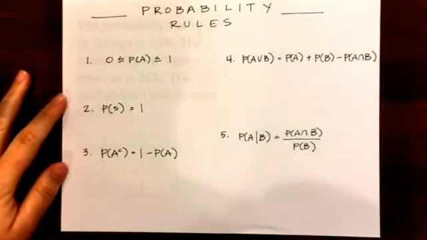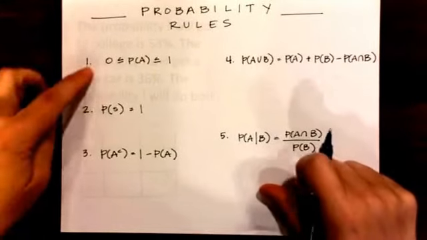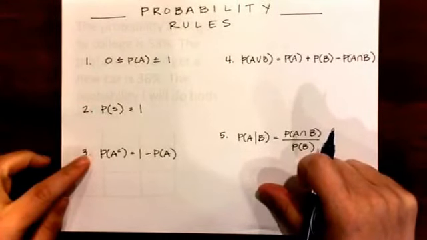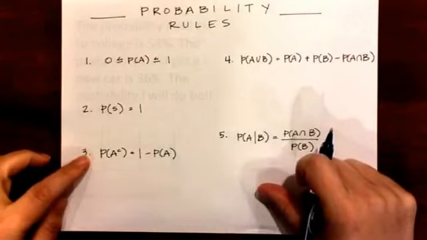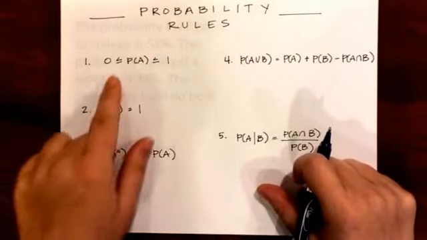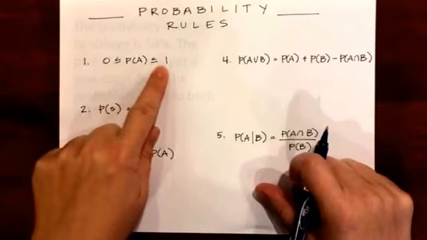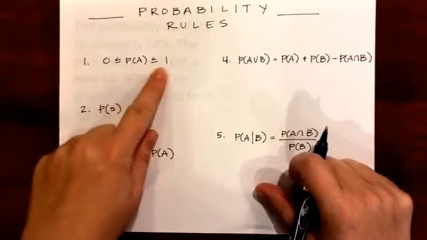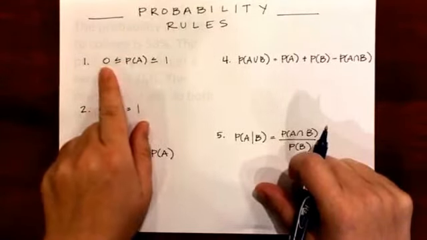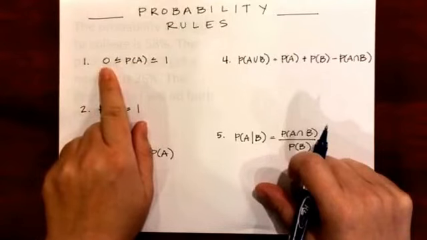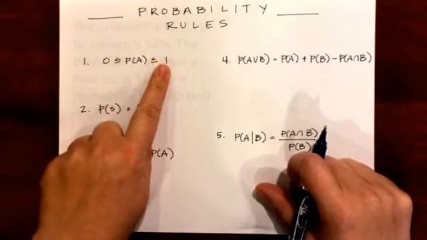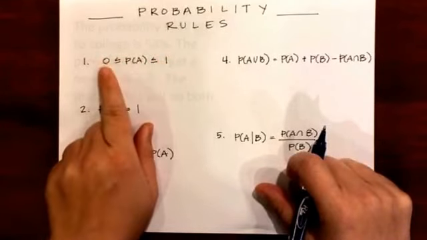So there are 5 basic probability rules. The first 3 are pretty easy, and these are things that you would already know from just basic life. This says that the probability of an event A has to be somewhere between 0 and 1, and it could be 0 and it could be 1. So the probability that you will have a test this week is 1. The probability you won't have a test is 0 because you are having a test this week.